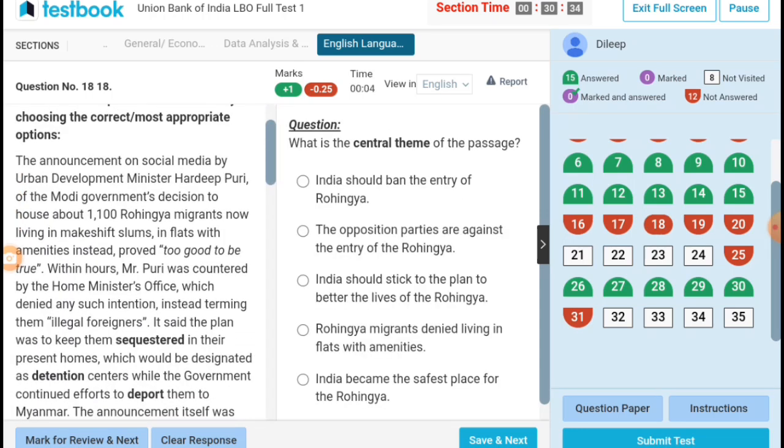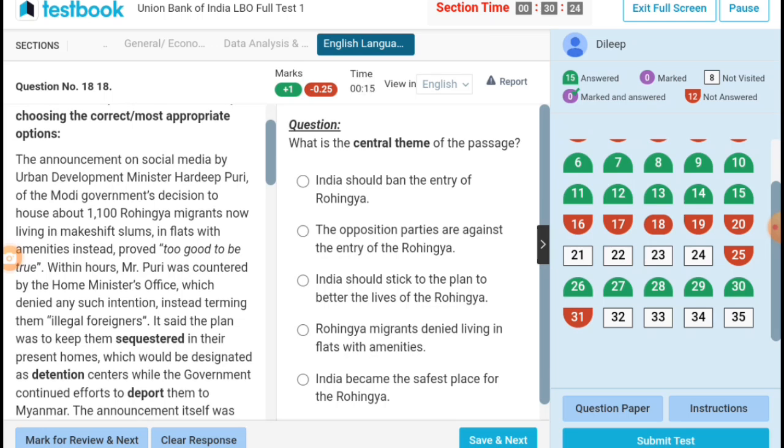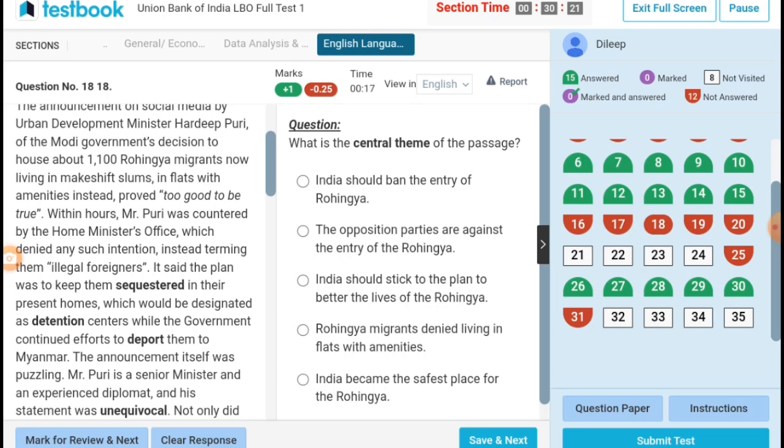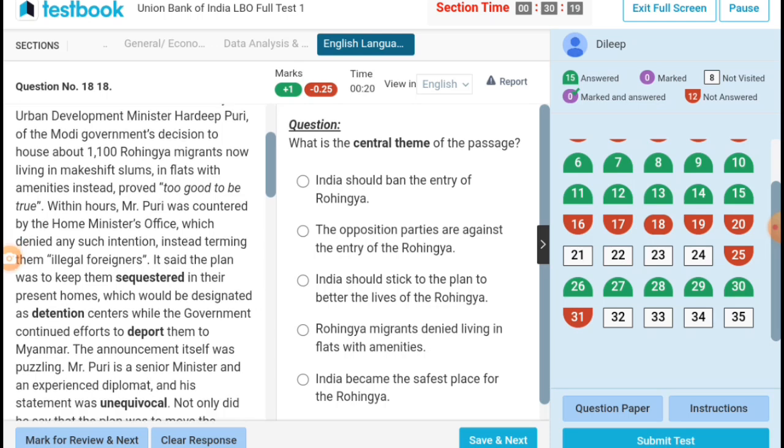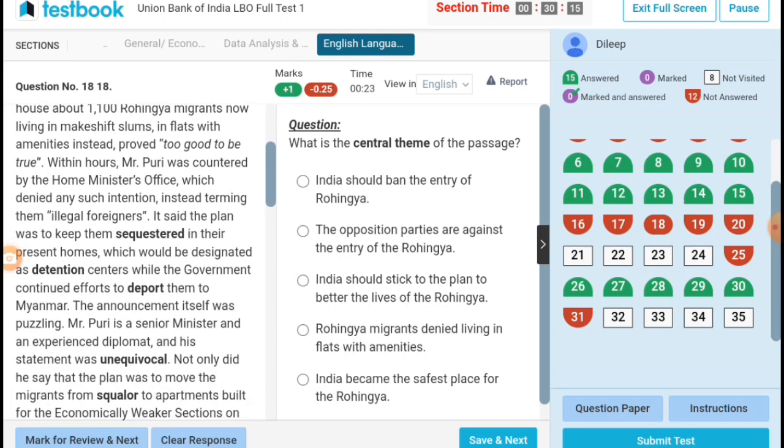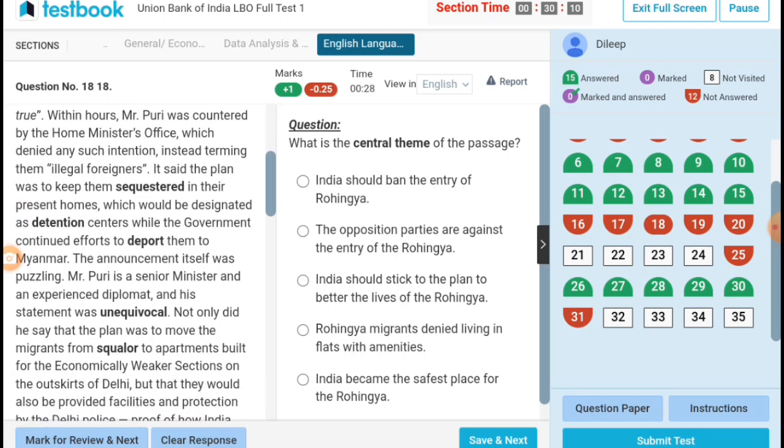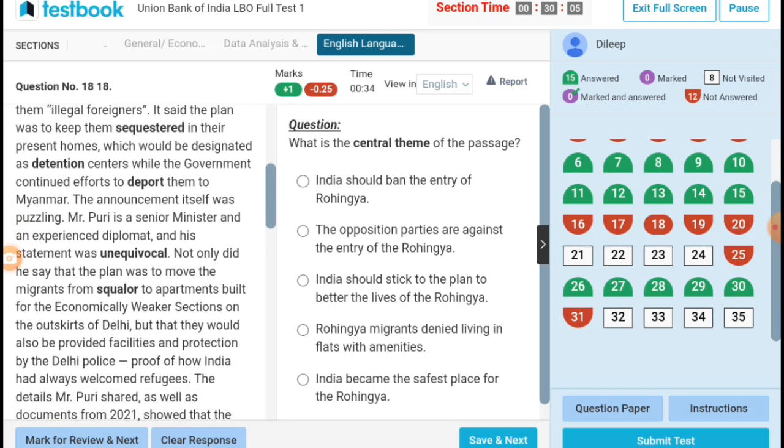The announcement on social media by Urban Development Minister Hardeep Puri of the Modi government decision to house about 1100 Rohingya migrants now living in makeshift slums and flats with amenities instead proved too good to be true. Within hours, Mr. Puri was countered by the Home Minister's office, which denied any such intention, instead terming them illegal foreigners. The plan was to keep them sequestered in their present homes, which would be designated as detention centers, while the government continued efforts to deport them to Myanmar.